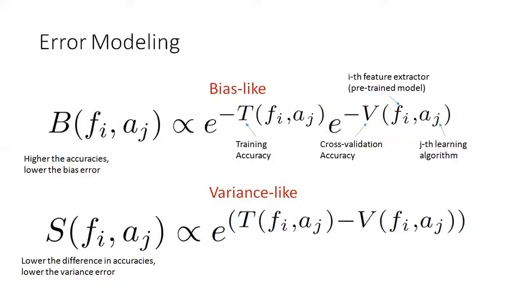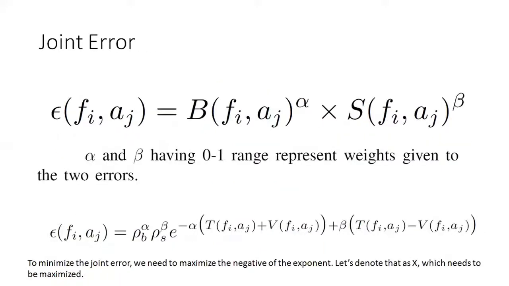To model the accuracy, we take into account training and validation accuracy, and we have a term which is bias-like. The higher the training and validation accuracy, the lower this bias error becomes. Then we have a variance-like term. The lesser the difference between training and validation accuracy, the lower the term becomes. These two errors need to be jointly minimized, and when we are minimizing, we have different weights for these errors.